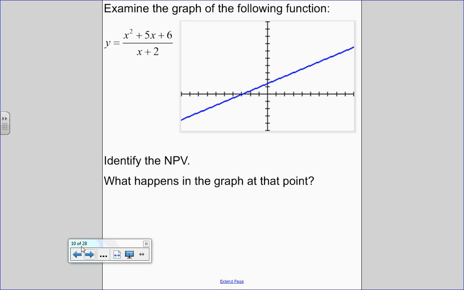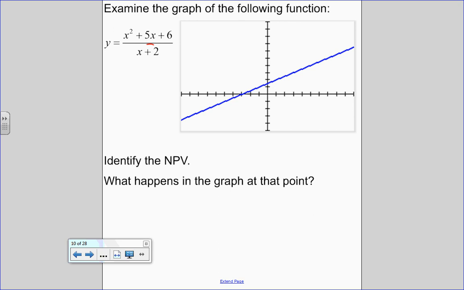Okay, let's look at another case of a rational function. So I put this into my calculator, x squared plus 5x plus 6 over x plus 2, and not what I was expecting to see. I see a linear graph. So I want to examine this a little bit closer and say, why is that a linear graph? Why is it just a straight line? Because we have not seen anything like that.